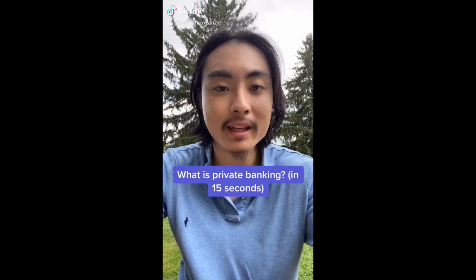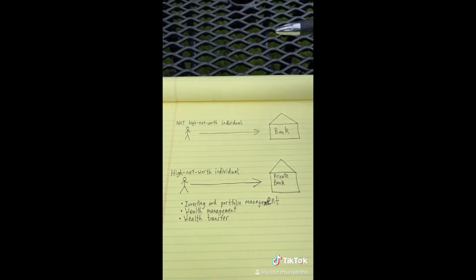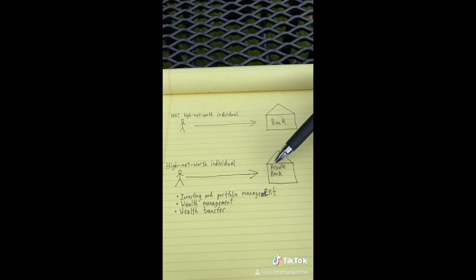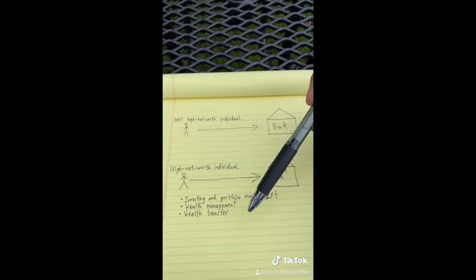What is private banking in 15 seconds? It's basically a bank for high net worth individuals. Most people go to a normal bank, they go to a private bank. They're more catered to. They have extra services like investing in portfolio management, wealth management, and help with wealth transfer.